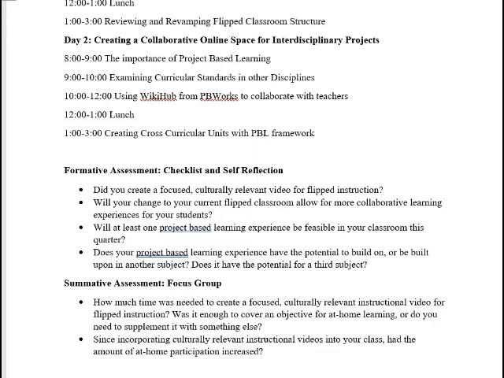Taking a look at day 2 of our 2-day workshop, this is where a lot of the brain work and collaborative practices need to come into place. And that's why I designated a whole day towards this.